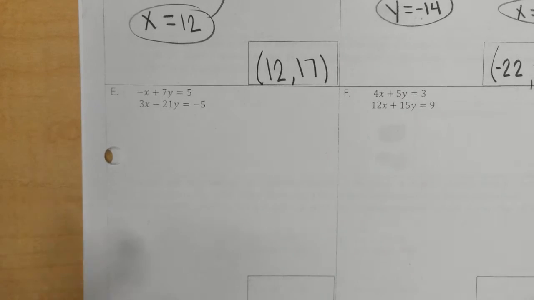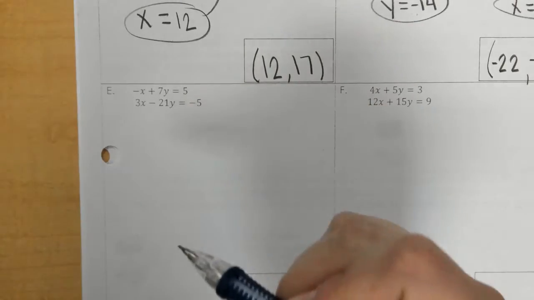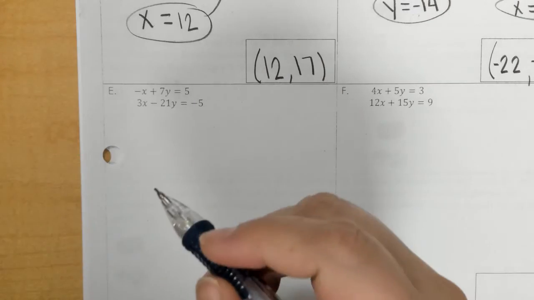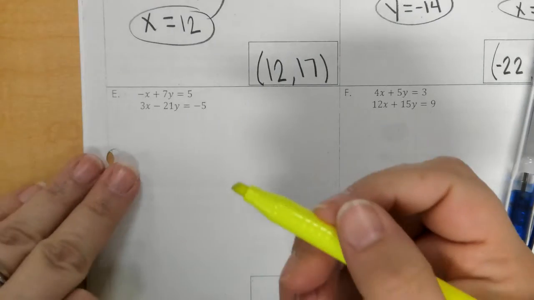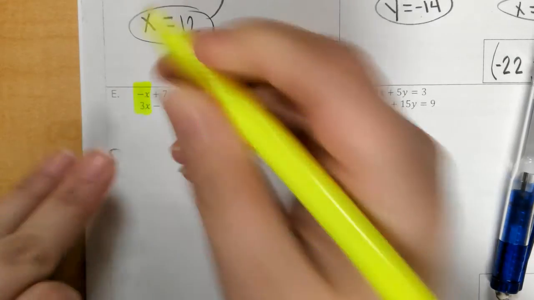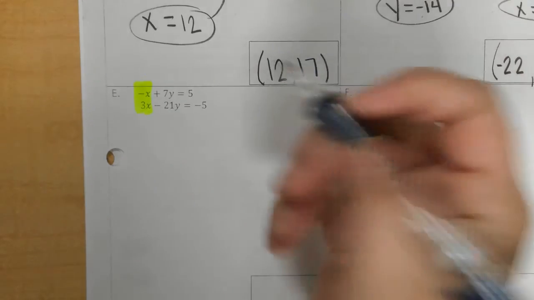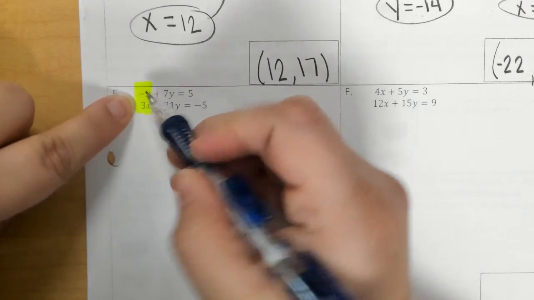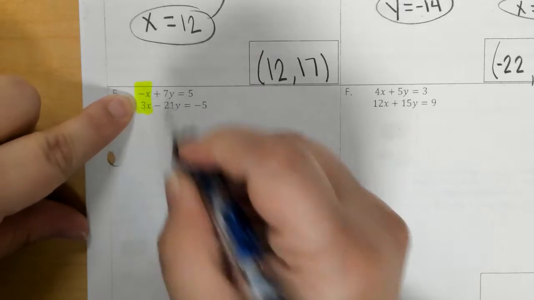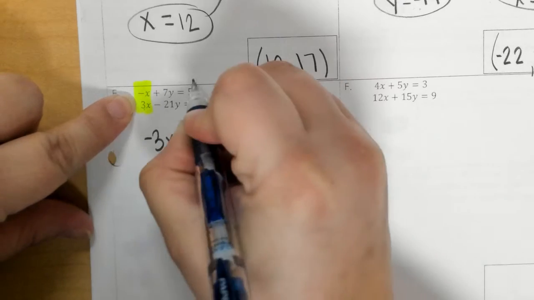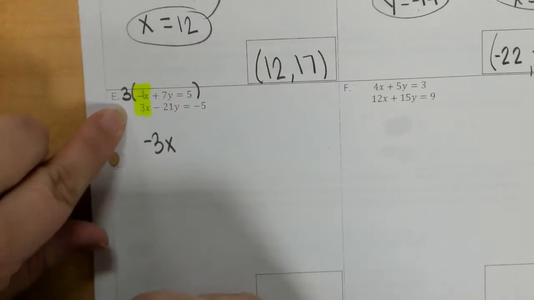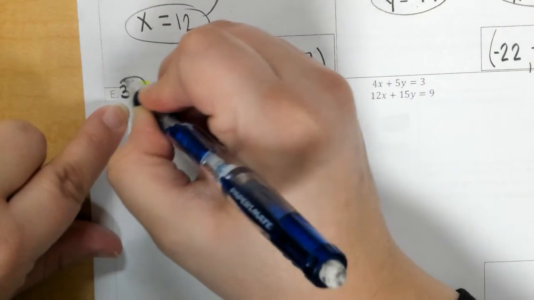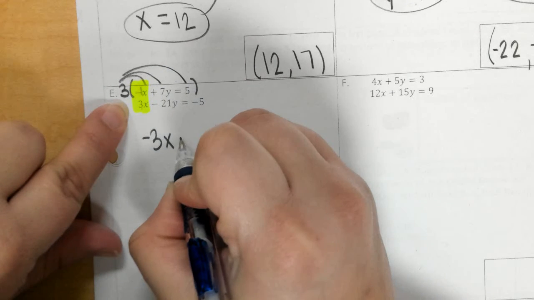Okay, letter E. Again, we do not have opposites for x's or y's, but we can make opposites. For this one, it looks like if we try to go with x's, we can get to a negative 3x here. We already have 3, so it's going to be easy to make negative 3. So what times negative 1 makes negative 3? That has to be 3. So I multiply my 3.